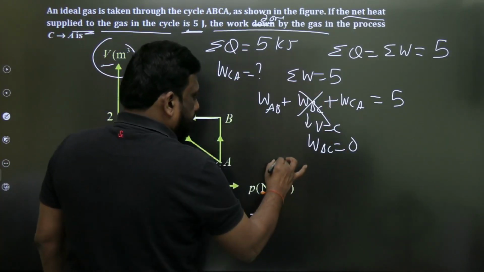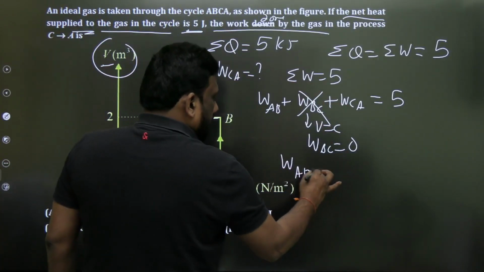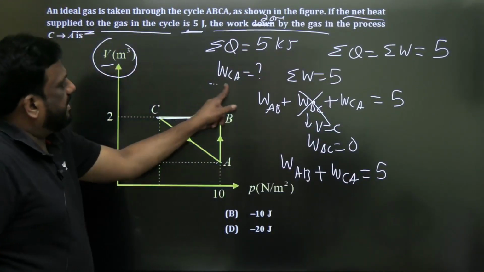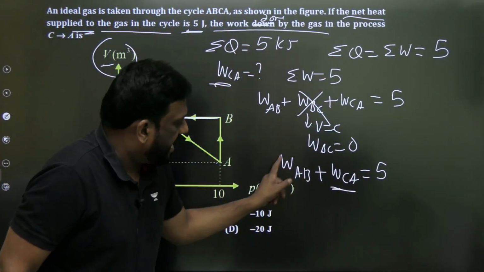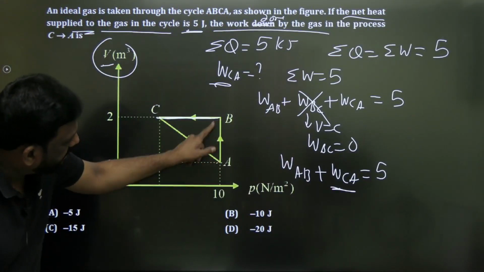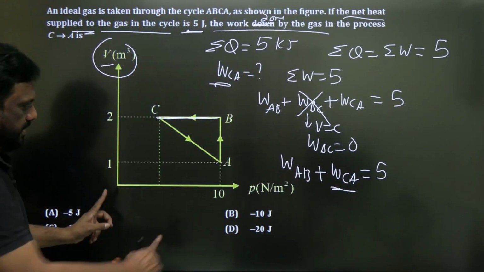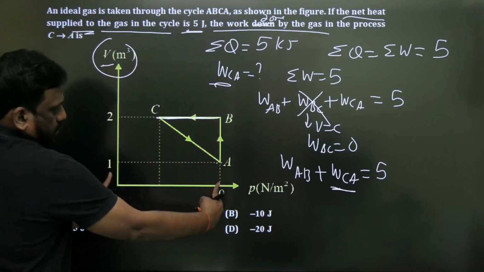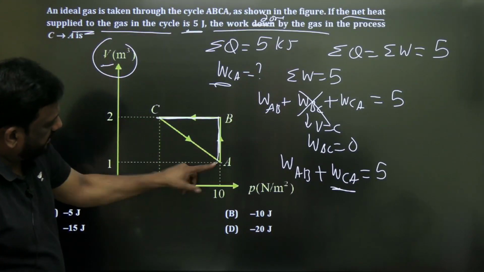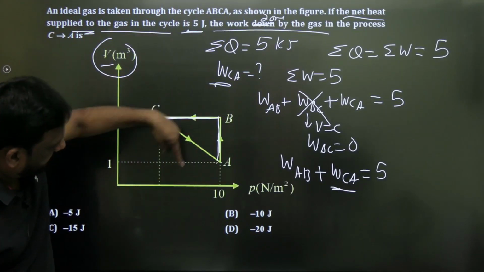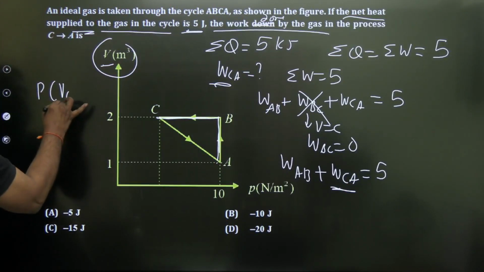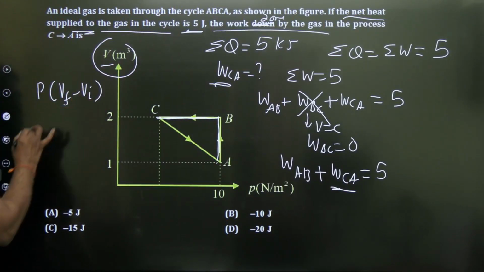So that is gone. So work in AB plus work in CA is equal to 5. Now he is asking work in CA, but to calculate work in CA, I need work in AB. What is AB, sir? AB is a constant pressure process. Everywhere the pressure is how much, sir? 10 Newton per meter square. So for a constant pressure process, work is given by P into V final minus V initial.